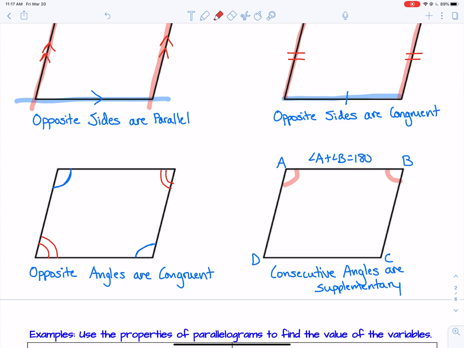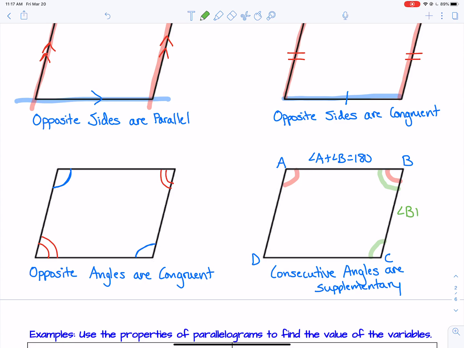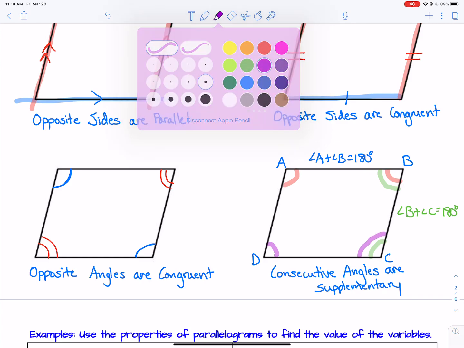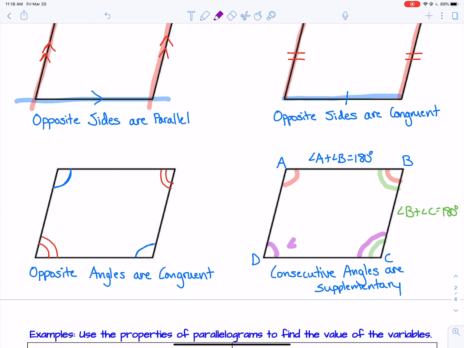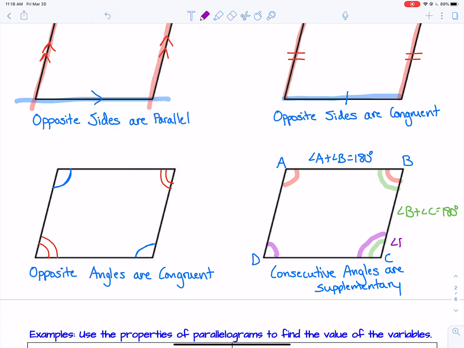But also angle B and C. Those are consecutive because they're beside each other. So let's write angle B plus angle C would also equal 180. I'm going to put the little degree symbol on there. And let's continue around the figure for a minute. So D and C are also beside each other. They would also add up to 180. So let's get my pen and write that down. So angle D plus angle C equals 180.